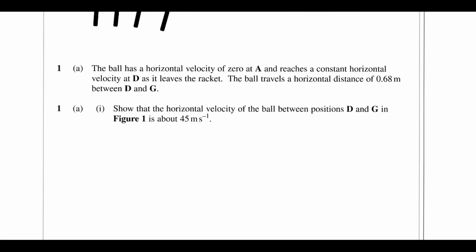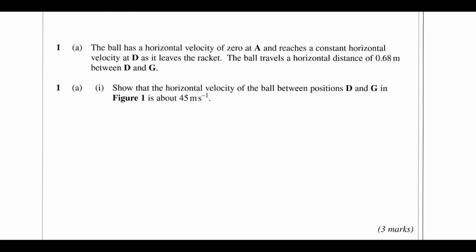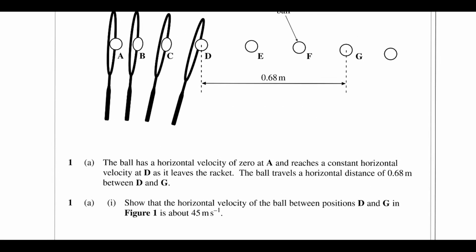Okay, so the ball has a horizontal velocity of 0 at A, and reaches a constant horizontal velocity at D as it leaves the racket. The ball travels a horizontal distance of 0.68 meters between D and G, so once it's left the racket. Show that the horizontal velocity of the ball between positions D and G is about 45 meters per second.